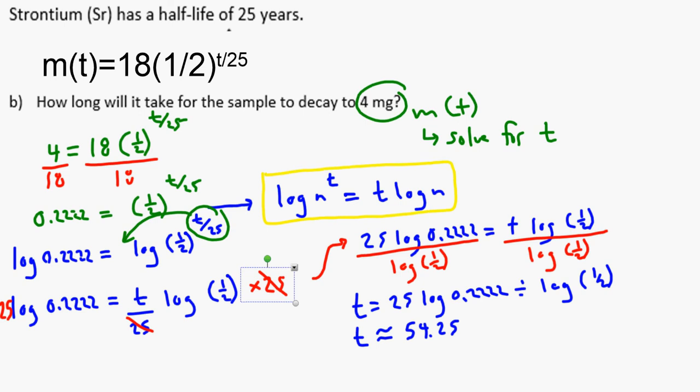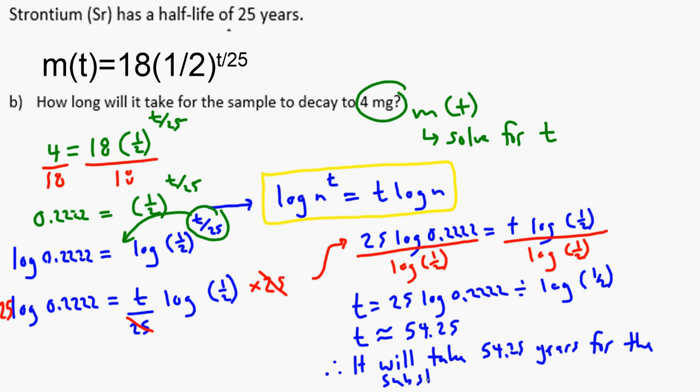So therefore, write a therefore statement. Therefore, it will take 54.25 years for the substance to decay to 4 milligrams. All right.